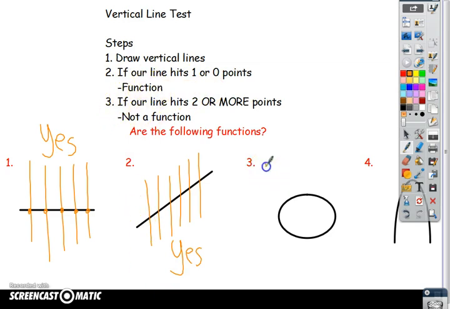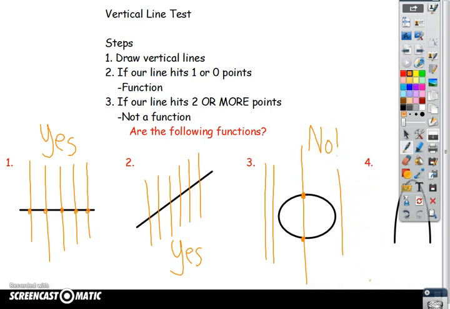Now this one, that hits 0, so we're good. 0, 0. But we draw a line right there. Once, twice. If our line hits 2 or more, well, I hit 2. The second you hit 2, boom goes the dynamite. We don't have a function anymore. So no, not a function.